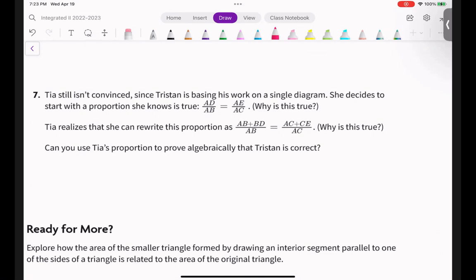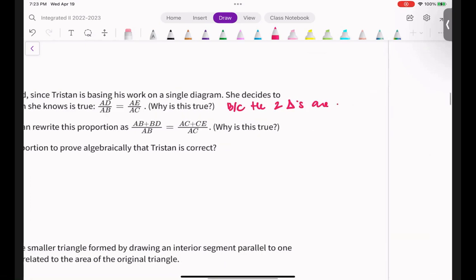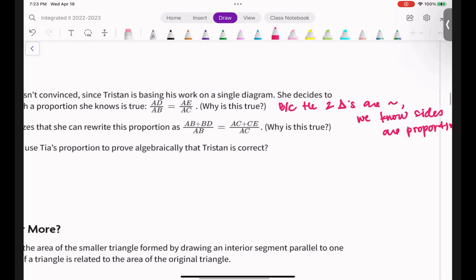We know this is true because these two triangles are similar. And because they're similar, we know the sides are proportional. Okay. So we know that this is true because all we're doing is breaking up the big segment into two smaller segments. So we can call this the segment addition postulate.